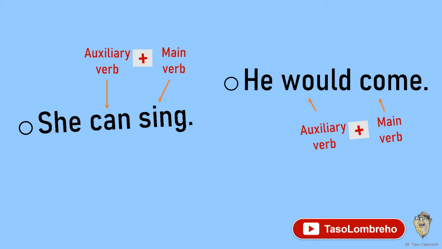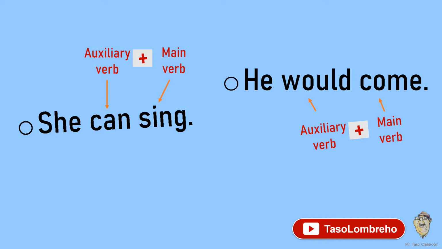Very well. Here we have 2 examples. The first example, she can sing. Can is the auxiliary verb. Can is a modal and sing is the main verb. So there are 2 verbs here, can and sing. The modal verb can add more information to the main verb sing. Jadi, kata kerja bantu can memberikan informasi tambahan kepada sing, yaitu dia memiliki kemampuan dapat bernyanyi.